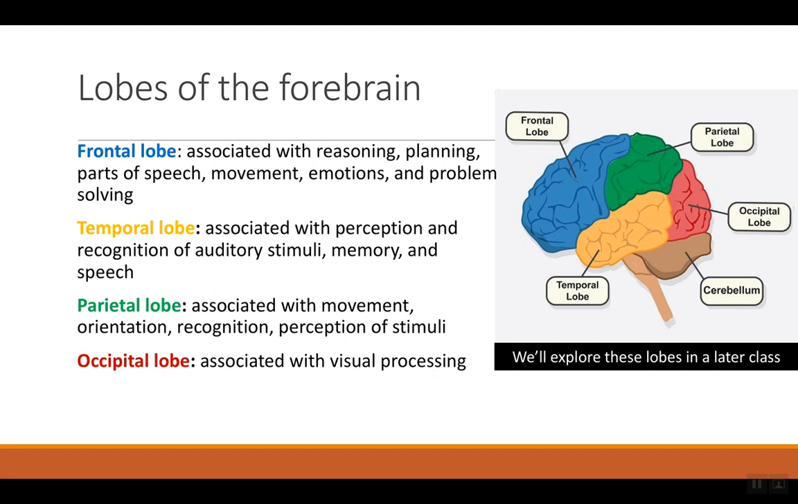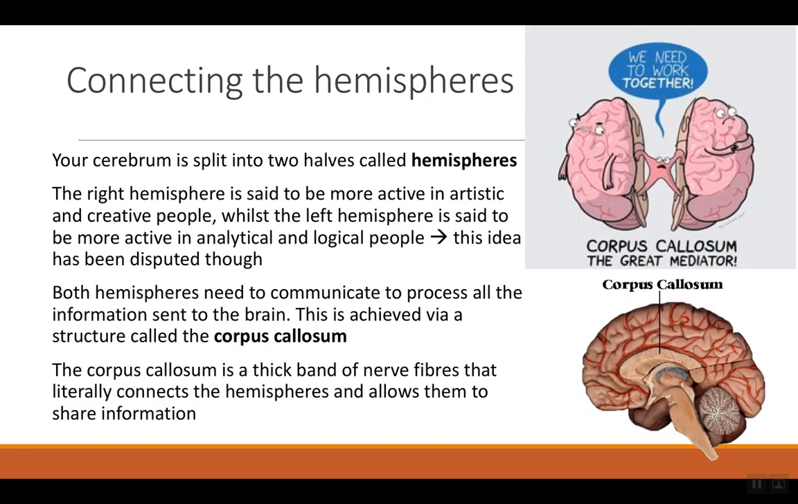So yes, we take in information from the outside world through our eyes, but how do we actually process that information? You split into two halves called the hemispheres. Those hemispheres work together, so they're connected to one another. The right hemisphere, they say, is more active if you're artistic, you're creative. The left, they say, is more active if you are analytical and logical. But that's nowhere near like 100%, everyone agrees with that.